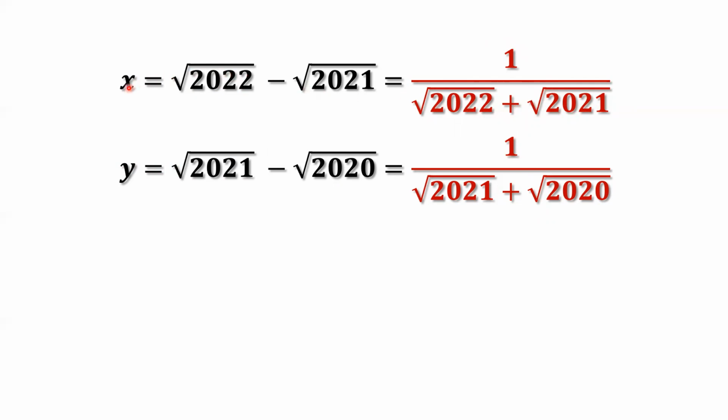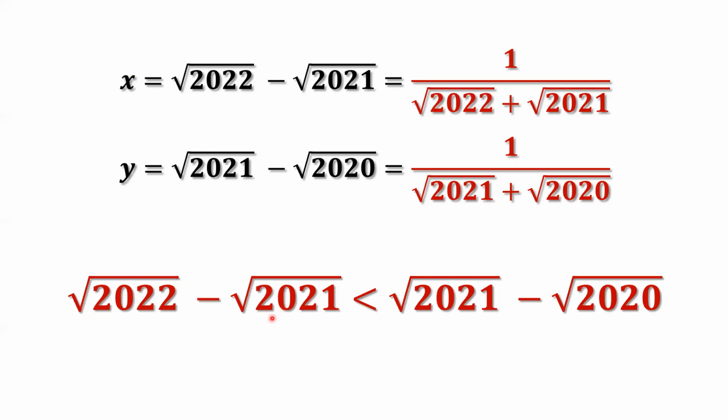The conclusion is that x is less than y. The first number is less than the second number, which is square root of 2022 minus square root of 2021 less than square root of 2021 minus square root of 2020. This is the answer.